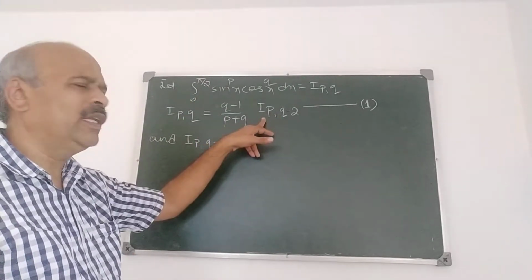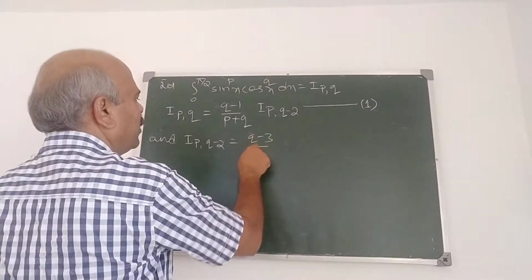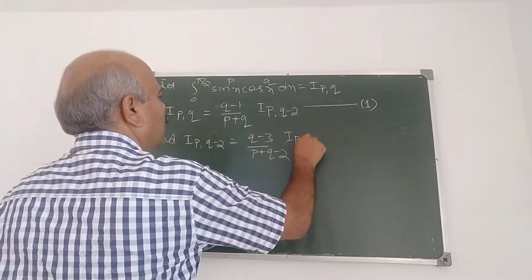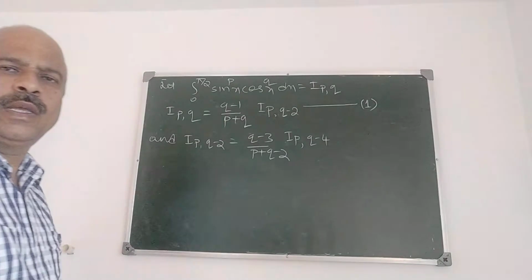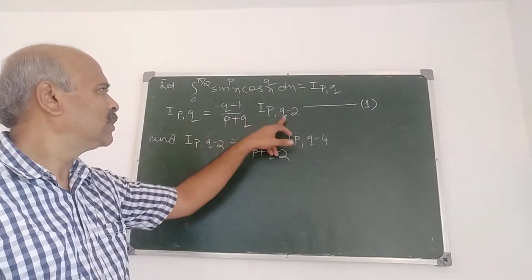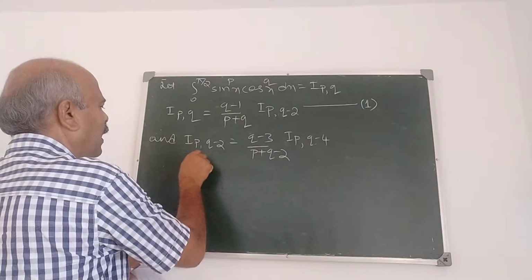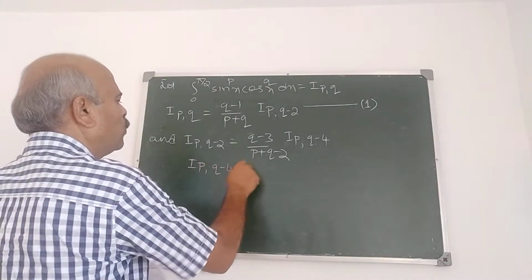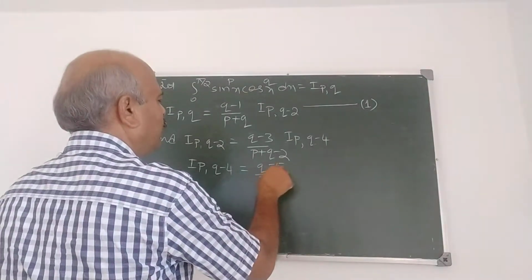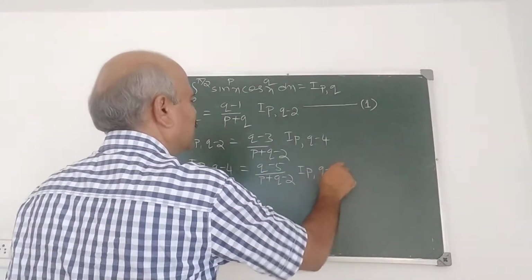Now obtain I(p, q minus 2) here. What is I(p, q minus 2)? It is (q minus 3) by (p plus q minus 2) times I(p, q minus 4), because in place of q you have to substitute q minus 2. Three q's are there. Further, I(p, q minus 4) is (q minus 5) by (p plus q minus 4) times I(p, q minus 6).